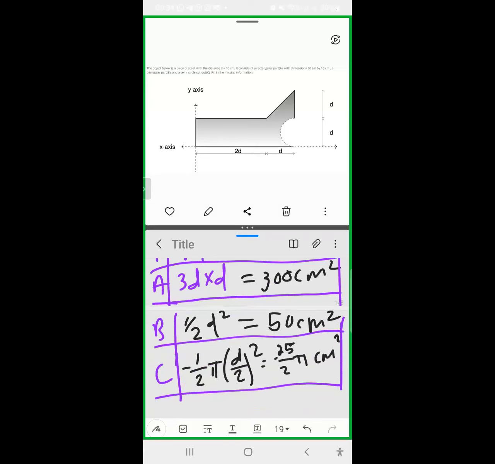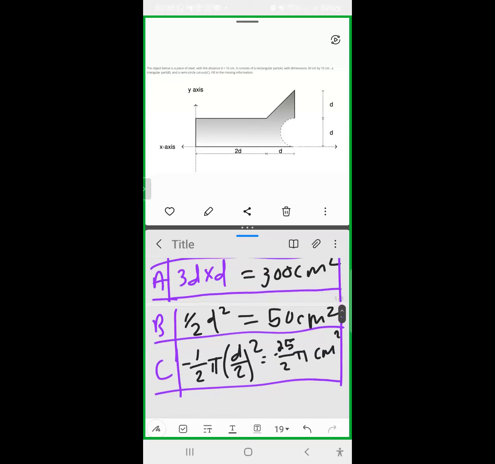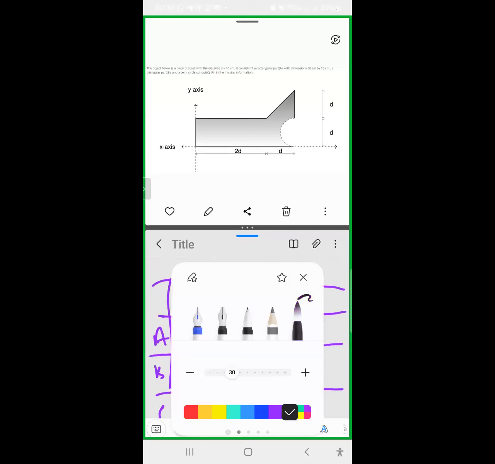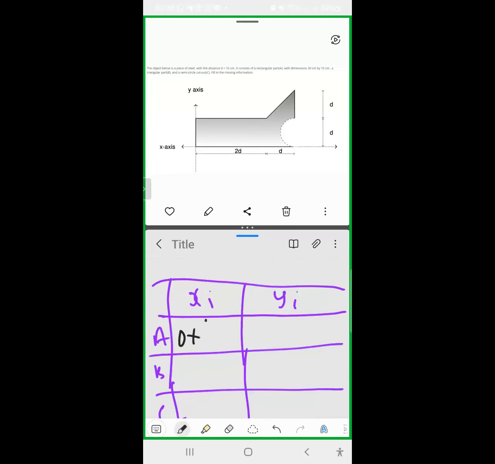And remember that the distance the object is located from the origin, both along the x and the y, affects the value of the center of mass. So in this case, the rectangular part starts exactly at the origin. It didn't move any distance from the origin, and it didn't move any distance upwards from the origin. Therefore, the x center of mass will simply be 0 plus half of its base. The base of this rectangular part is 2d plus d, which is 3d. So this is half of 3d.